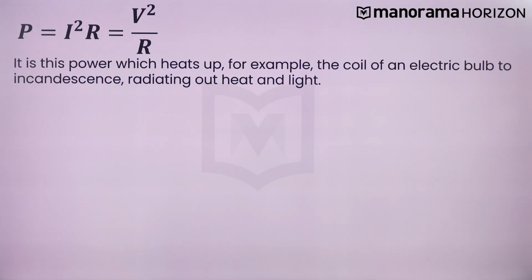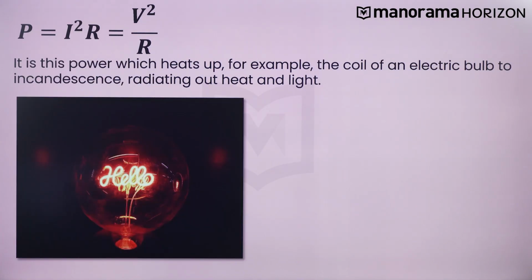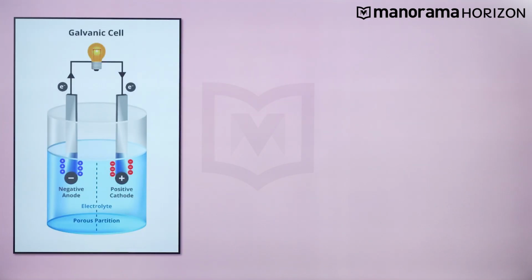Since P is equal to I square R or V square by R, it is this power which is heating up, for example, the coil of an electrical bulb to incandescence, causing it to release light and heat. So what you are seeing here is the release of the potential energy that was stored in the system in the form of heat energy and light energy. The same process even happens in other systems. For example, if you look at a battery or a galvanic cell, you will notice that as you use up the cell, it heats up.